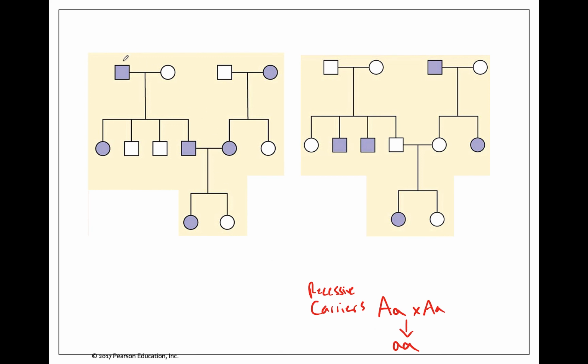So if we look at the pedigree on the left, we see a male here who has the trait, who has passed it on to a daughter and a son. A female here who has this trait has passed it on to a daughter. And then these two both had the trait and they passed it on to one child. So I don't see any carriers in here. So a carrier would be somebody who does not have the trait, who passed it on to someone who does have the trait. Let's look over here.